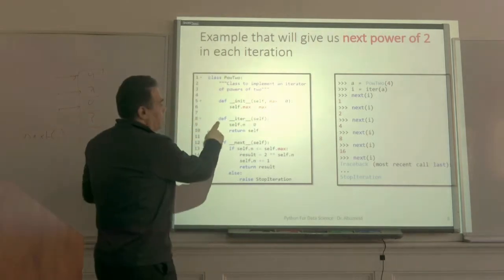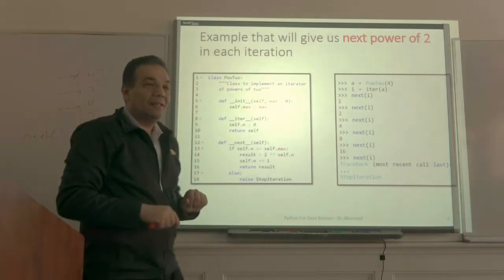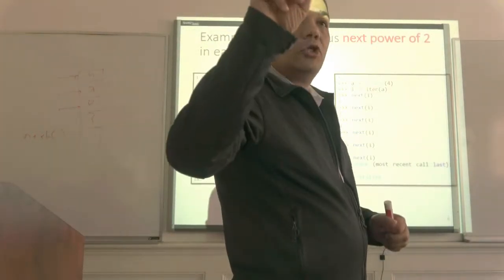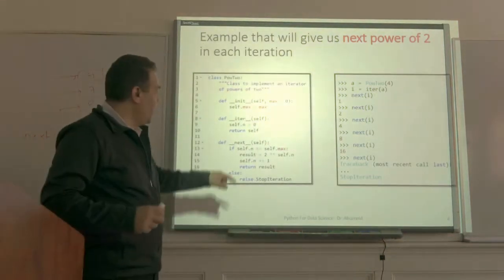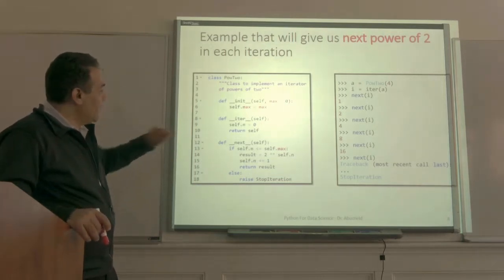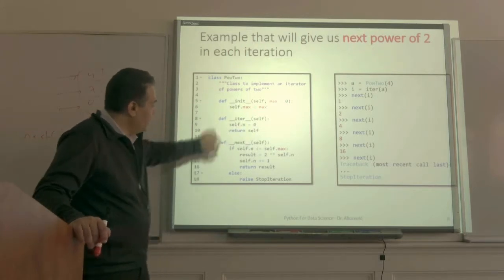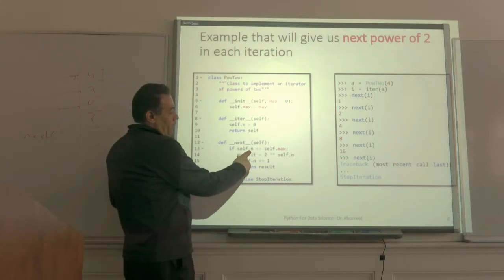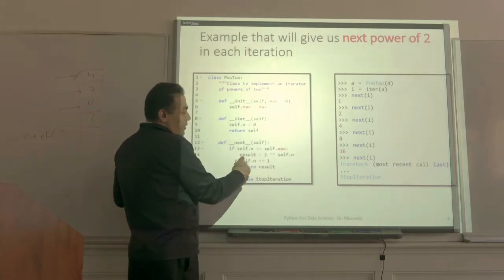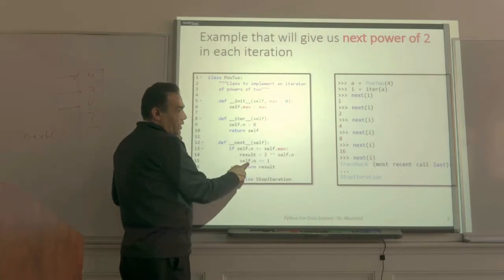Clear? Then we have the iter and we have the next. To make this class iterable, to make it an iterator, I have to implement two functions. What are the functions? Talk to me. Iter and next. In the iter, I set self.n equal to 0 and return self. That's fine. In the next, if n is less than the max, then I raise 2 to that power, and then I increase n.